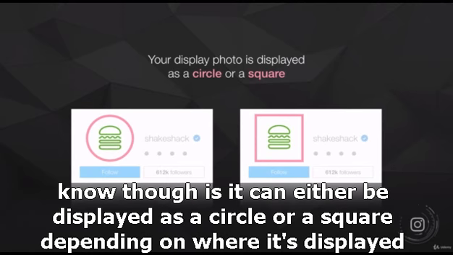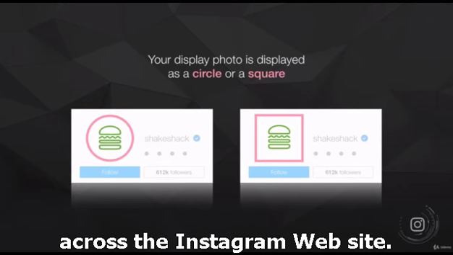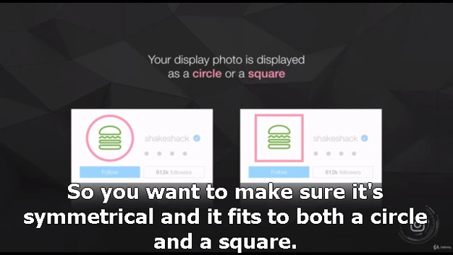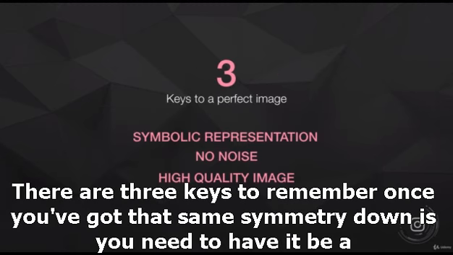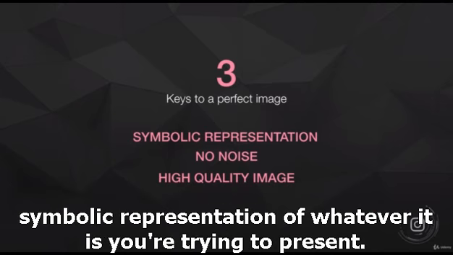What you need to know though is it can either be displayed as a circle or a square depending on where it's displayed across the Instagram website. So you want to make sure it's symmetrical and it fits to both a circle and a square. There are three keys to remember once you've got that symmetry down. Is you need to have it be a symbolic representation of whatever it is you're trying to present.